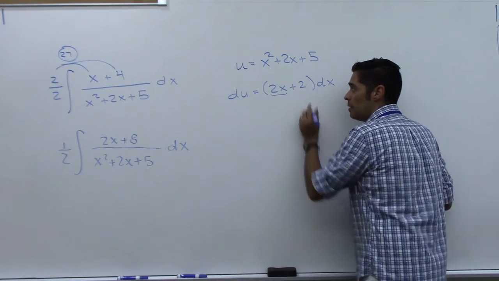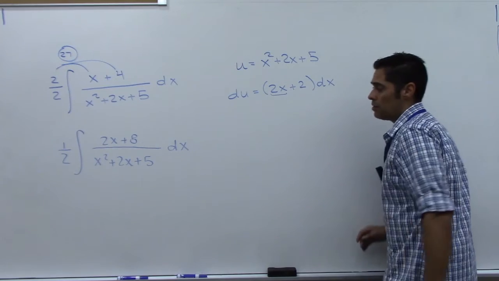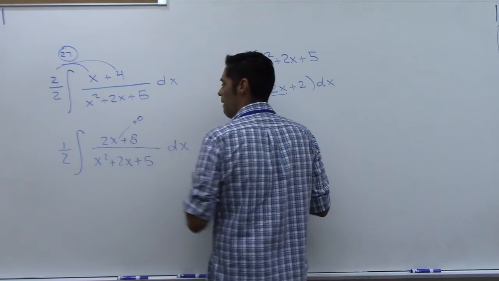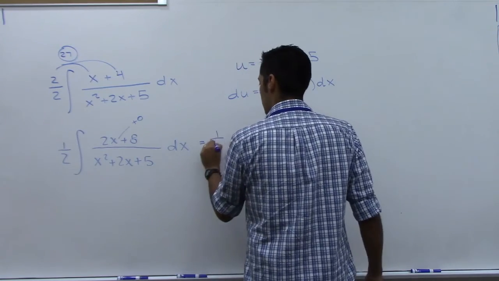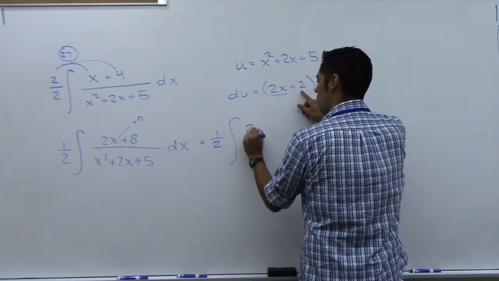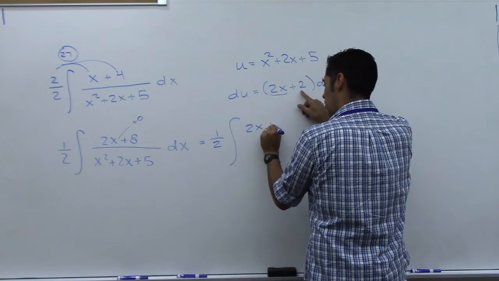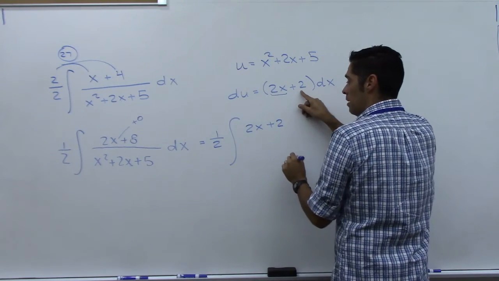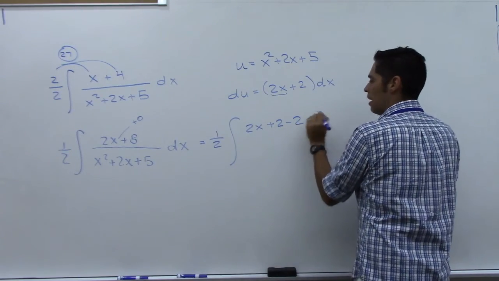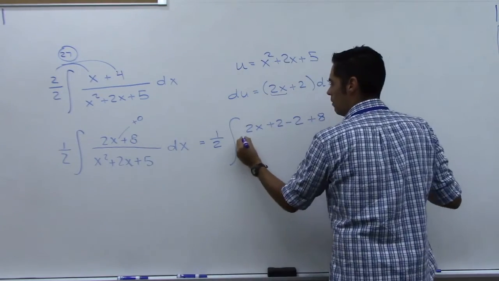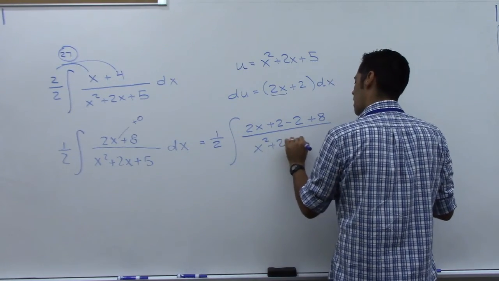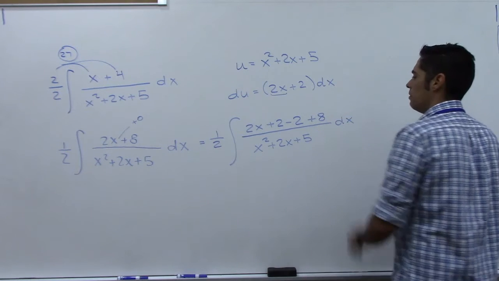Now you need a plus 2. So what I always recommend you do is right behind the 2x, you add a 0. In this case, I wanted a plus 2, so the way I'm going to write that 0 is as follows. Here's the plus 2 that I wanted, but then minus 2. So that's 0. Then you still have plus 8 out there, right? All of this over x squared plus 2x plus 5 dx.